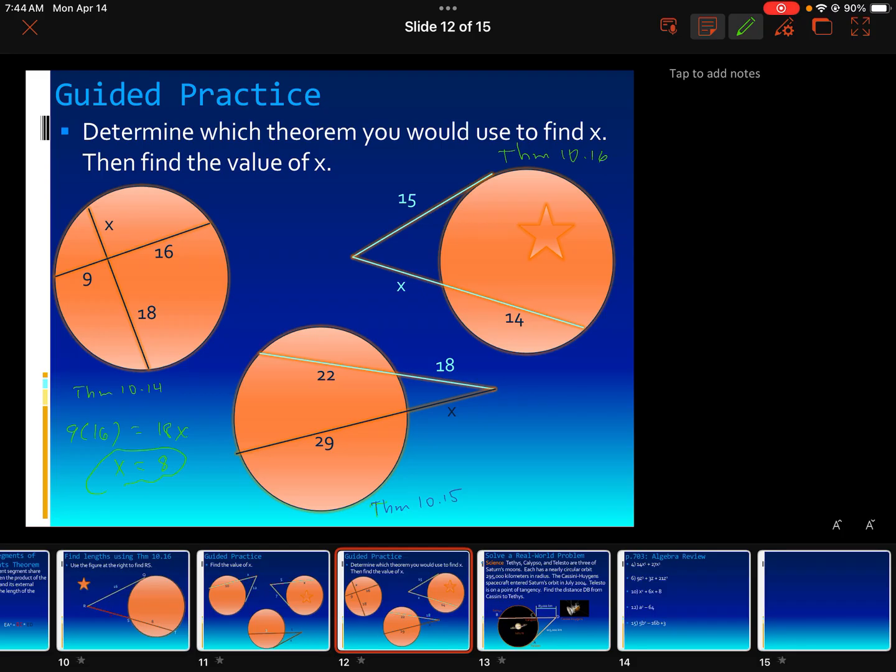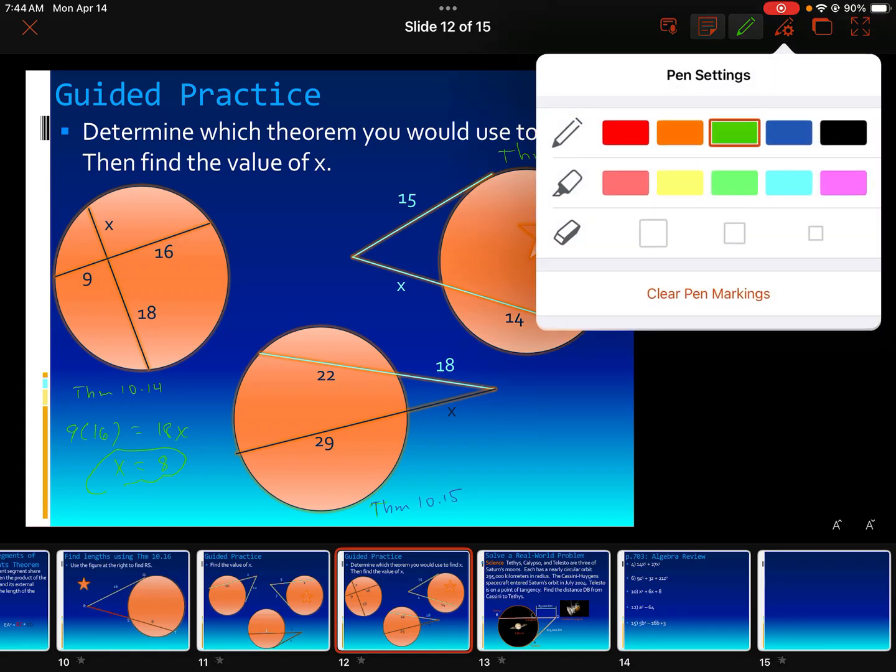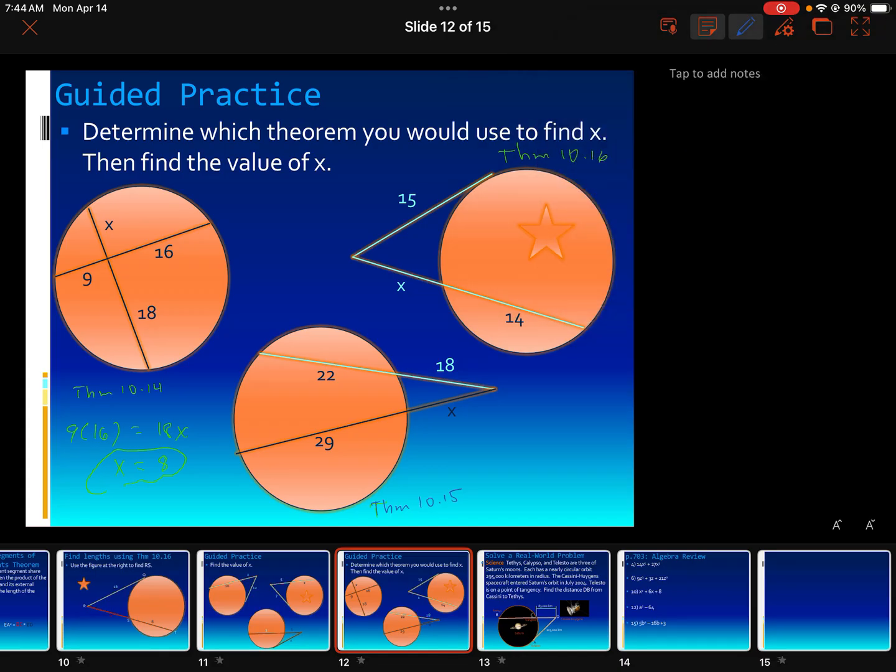Let's move to the middle one. I'm going to get 40. That's 22 plus 18 times 18. And I'm going to set that equal to x plus 29. That's the whole entire secant times x. I might be tight on space here. 720 equals x squared plus 29x.